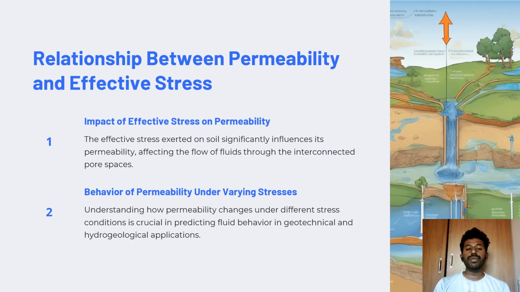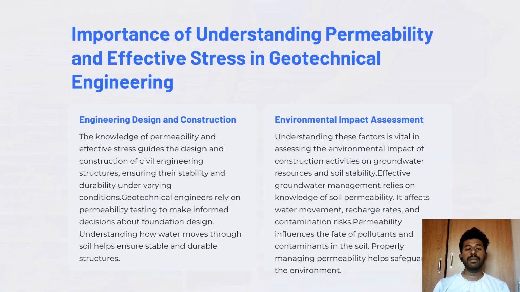What is the relationship between permeability and effective stress? Impact of effective stress on permeability. The effective stress exerted on soil significantly influences its permeability, affecting the flow of fluids through the interconnected pore spaces. Behavior of permeability under various stresses. Understanding how permeability changes under different stress conditions is crucial in predicting fluid behavior in geotechnical and hydrological applications.